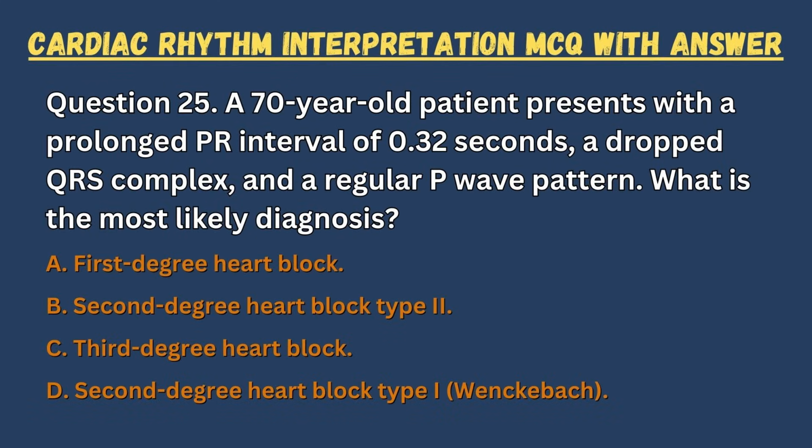Question 25. A 70-year-old patient presents with a prolonged PR interval of 0.32 seconds, a dropped QRS complex, and a regular P wave pattern. What is the most likely diagnosis? A. First-degree heart block. B. Second-degree heart block type 2. C. Third-degree heart block. D. Second-degree heart block type I Wenckebach.